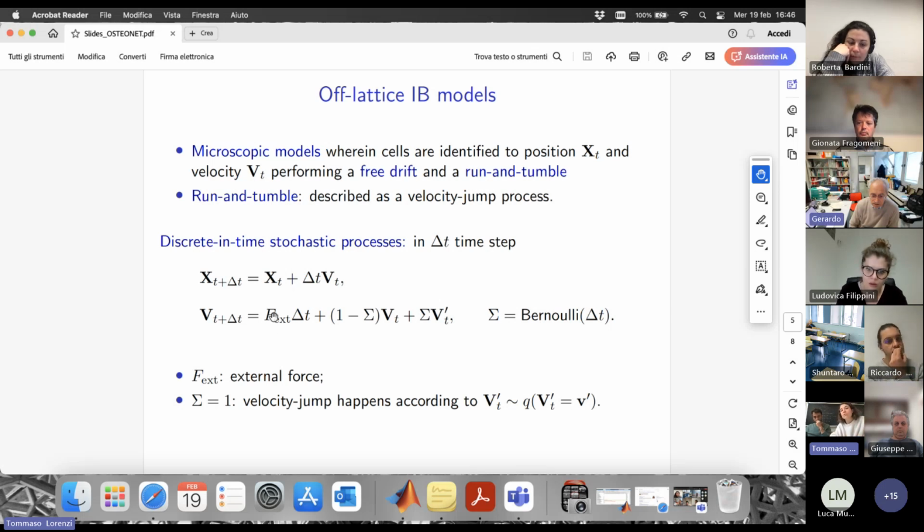There are also people who consider chemotaxis an external force, other people who merely model chemotaxis in the run and tumble. That's debated also from the mathematical point of view, but yes, that's what you are saying before. So you may have here a drift and here the run and tumble.